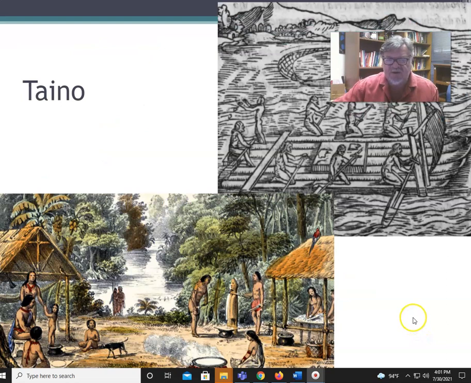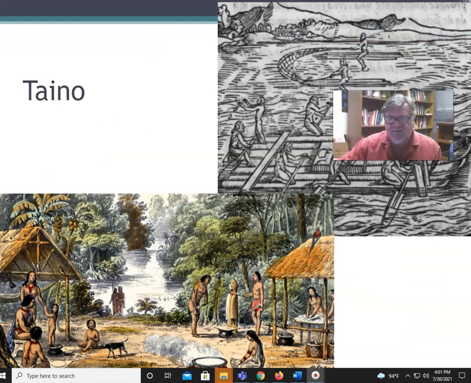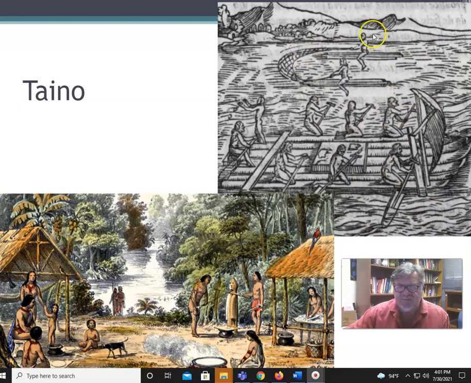And here are several pictures that I found that I wanted to share. These are pictures of fishing. Here there's one of their settlements.